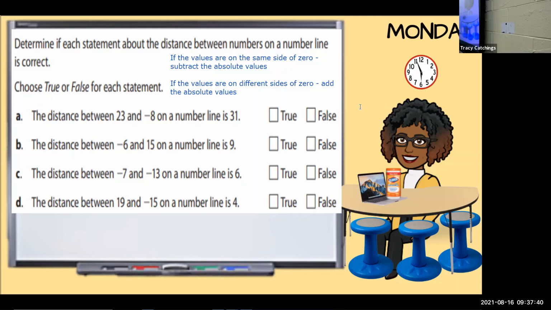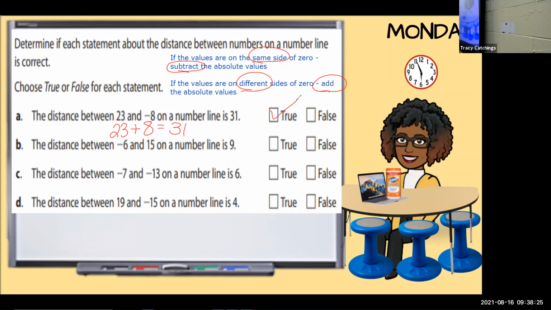Two things. If they're on the same side of zero, add the absolute values. If they're on different sides of zero, we're going to subtract those absolute values. So let's have a look. They said 23 and -8. Are they on the same side or different? Different, so what are we going to do? Same side, different side. Add. 23 plus 8. Take the two numbers and add or subtract the absolute values.